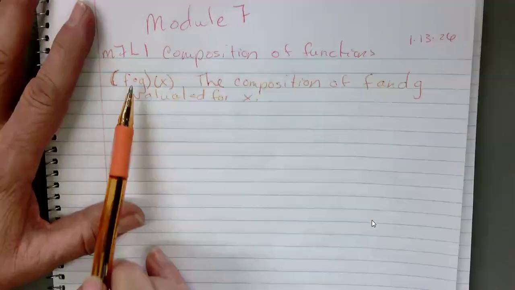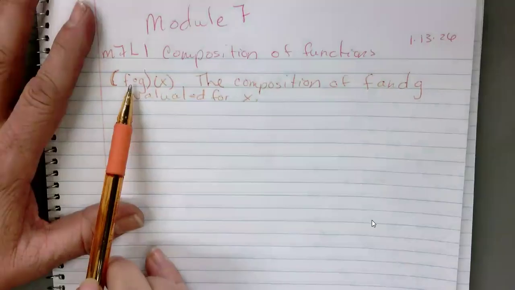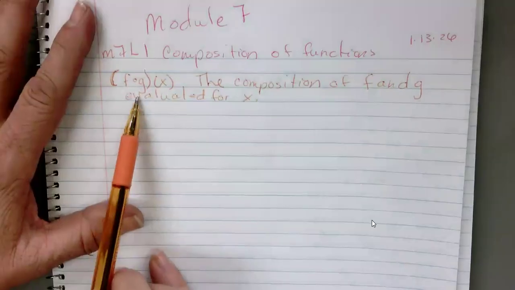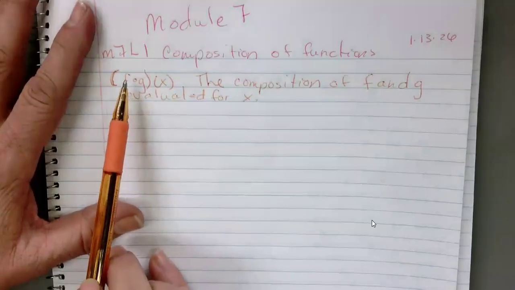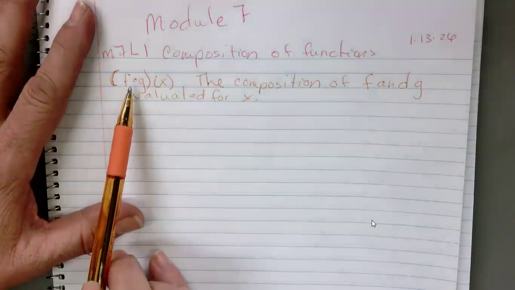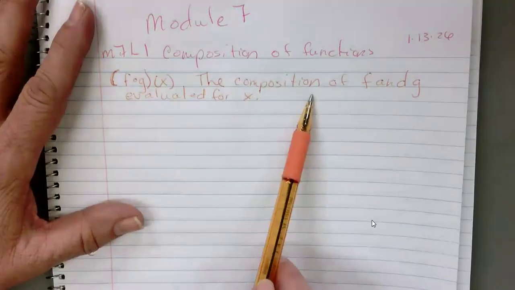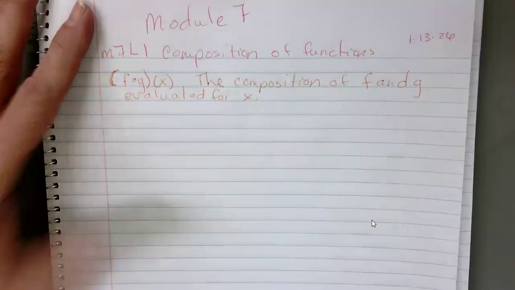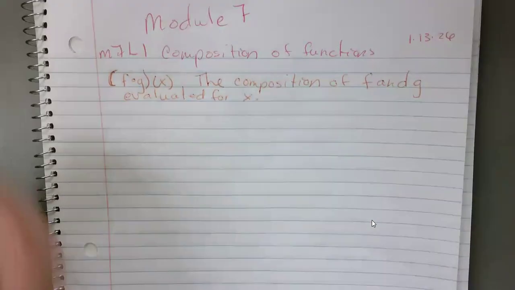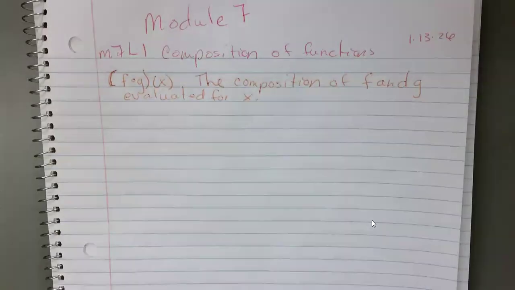So really be clear here. That is a small circle. It is not an O. This is not the word fog. It is not a multiplication dot. It is a small circle indicating that we're going to do the composition of f and g, that we're going to compose them. We're going to put them together. We're going to put the g in the f and the f in the g, right? We're going to do all this stuff.